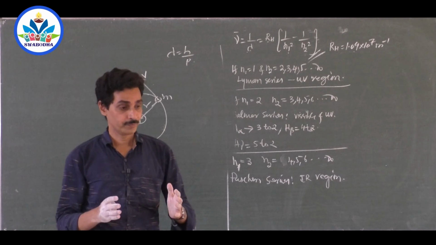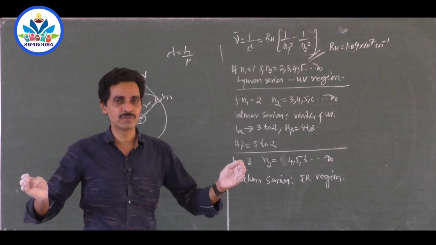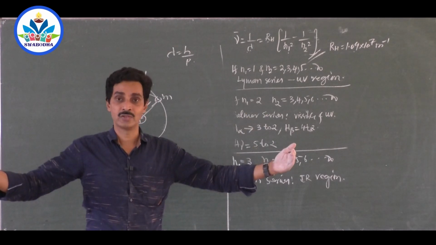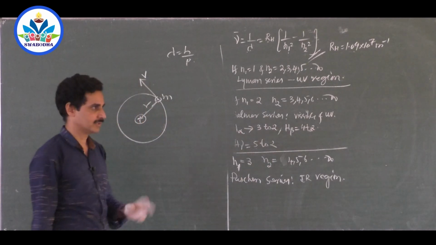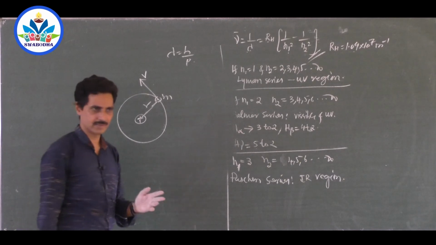That means everything is an integral multiple. If you have the first orbit here, the next orbit should be of size 2 squared times, the next orbit should be 3 squared times, because there is a direct relation. It should be an integral multiple, either the square of the integral multiple or inversely proportional to the integral multiple, whatever it is.